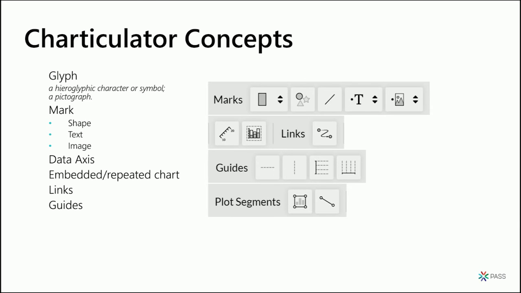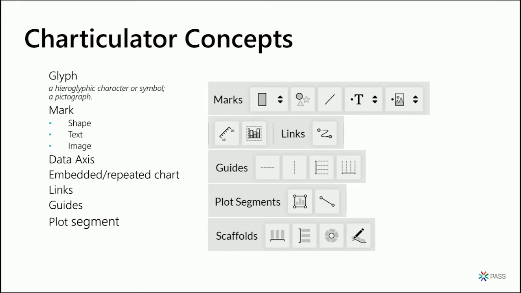And then the plot segment is actually what you put your glyphs into. That allows you to repeat data based on your glyph. And so you can have axes within the plot segment that the glyph gets repeated onto, and that'll be obvious when you see it done.